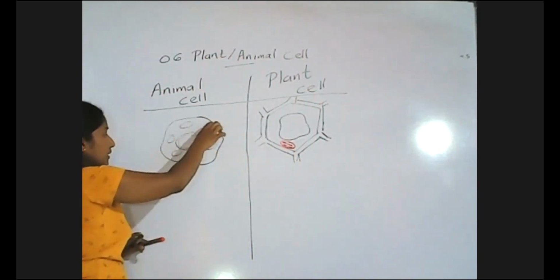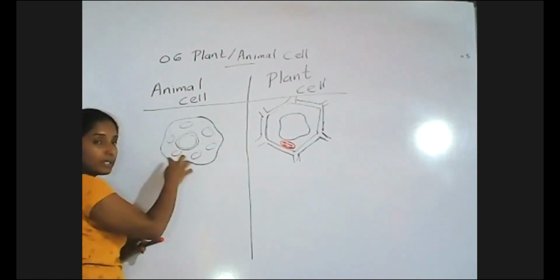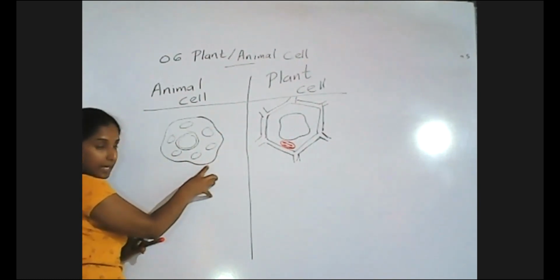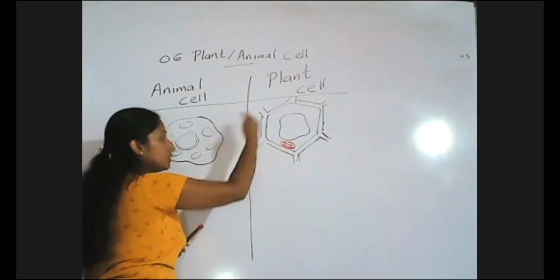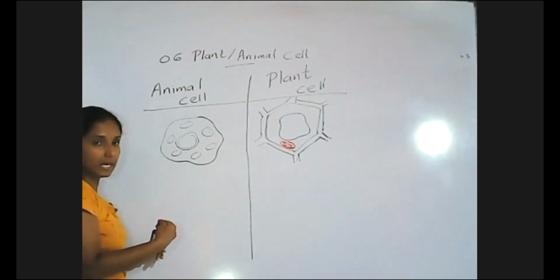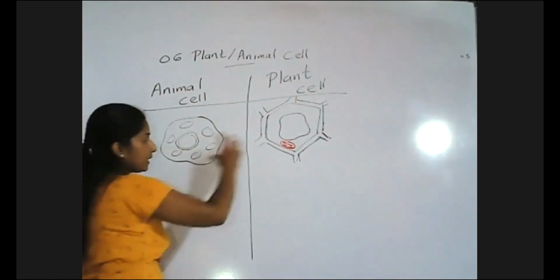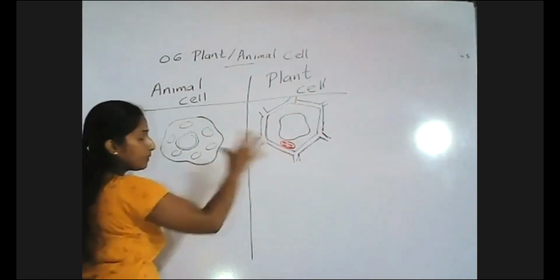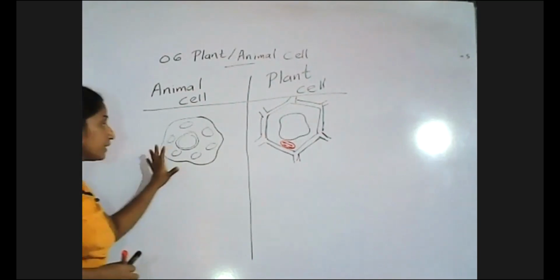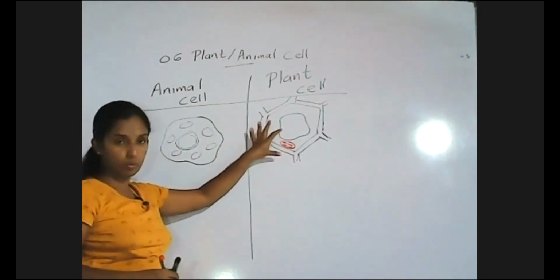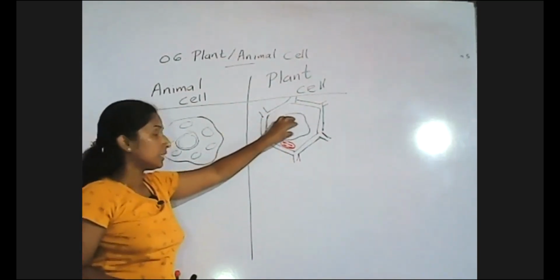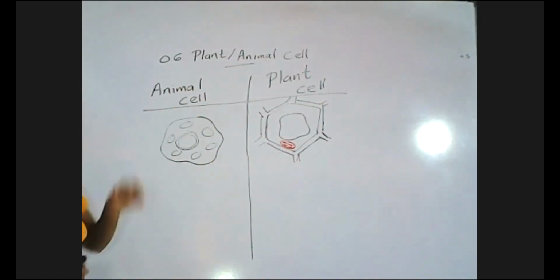In the animal cell, the outer layer is the cell membrane. In the plant cell, next to the cell wall, the cell membrane is there. And all the other organelles are the same in both the animal cell and the plant cell. We can find all the other organelles except the chloroplast and the large central vacuole.